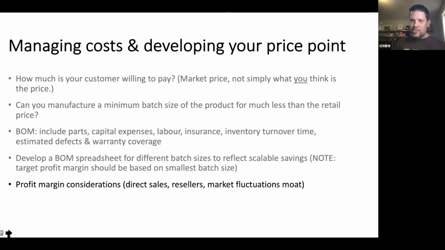What's the best way to estimate your customers' willingness to pay without having the actual product? Excellent question. The best way to do that is early market surveys. Okay.